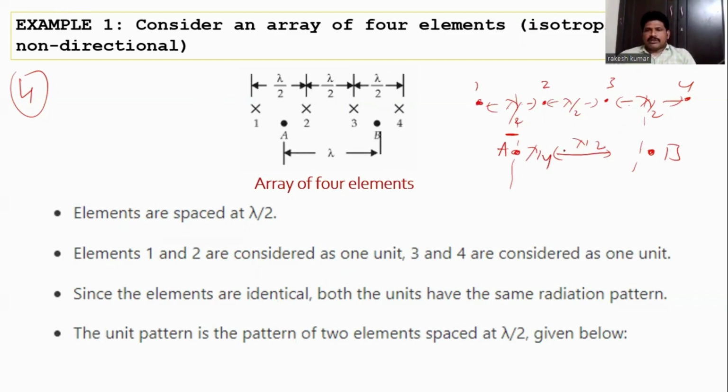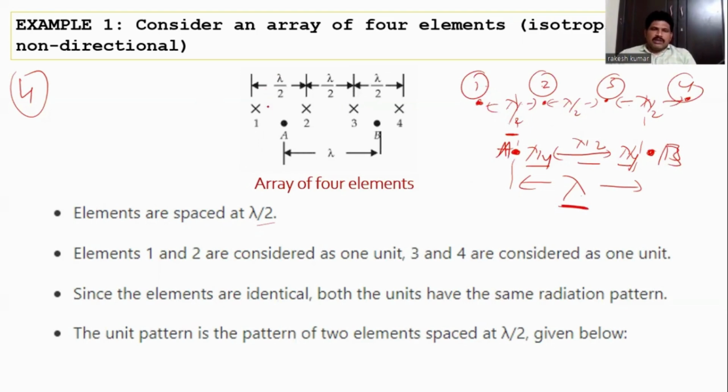From here to here it is λ/4, and from here to here it is λ/4. λ/4 plus λ/2 plus λ/4. What is the total distance? The total distance is λ. Here, 4 elements are there. Instead of 1 and 2, I have replaced with A, and 3 and 4 I have replaced with B. So the total separation distance is λ.